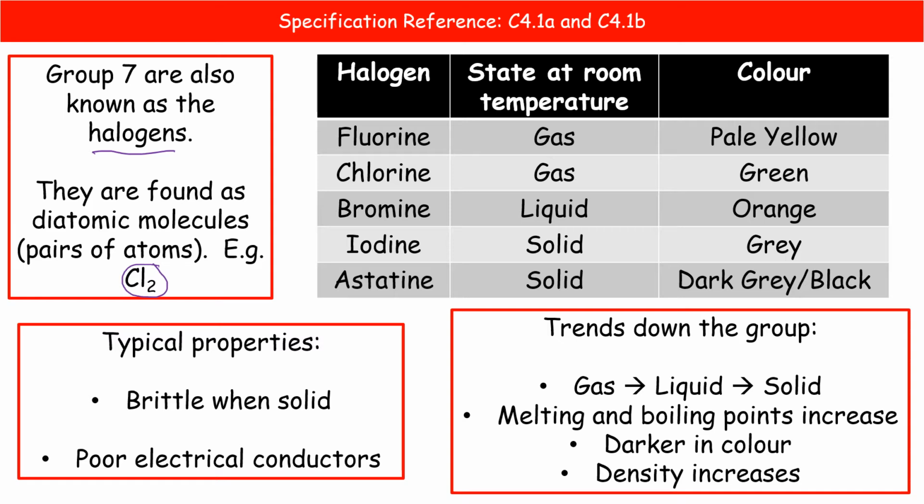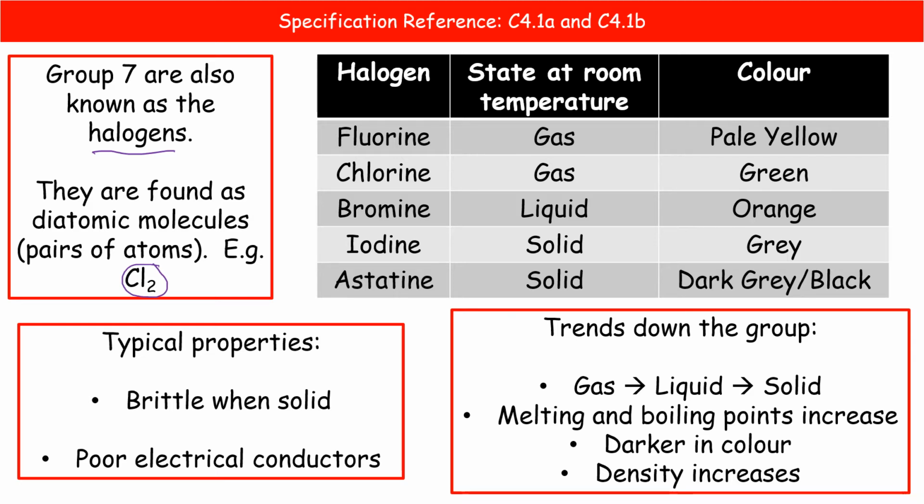We also need to know these little trends, if you like, in their states and their colours. Here are our 5 key halogens: fluorine, chlorine, bromine, iodine and astatine. At the top of our group, we find that they are gases. At the bottom of the group, they are solids. Bromine is the only liquid. So 2 gases, 1 liquid, 2 solids. As far as the colours go, it gets darker the further down we go. So we start off with fluorine is pale yellow, chlorine is a green gas, bromine is the orange liquid, iodine a grey solid, and astatine a dark grey or a black solid.